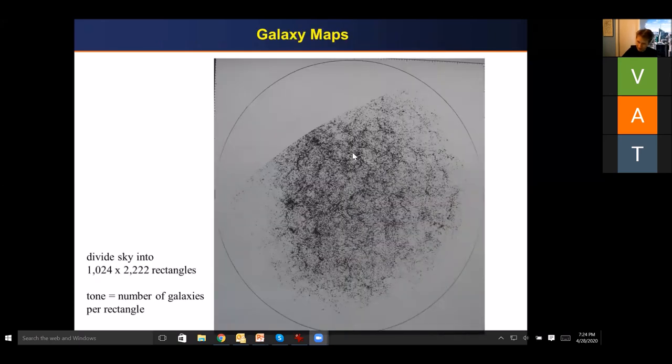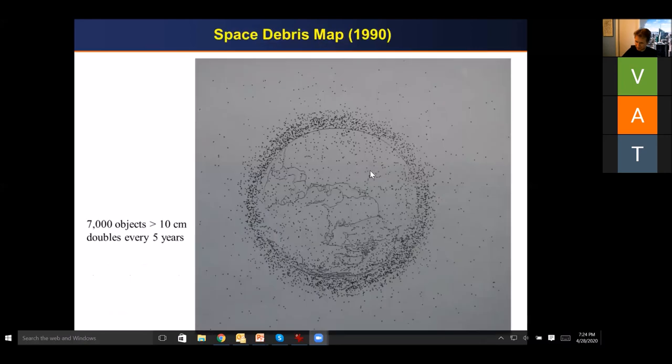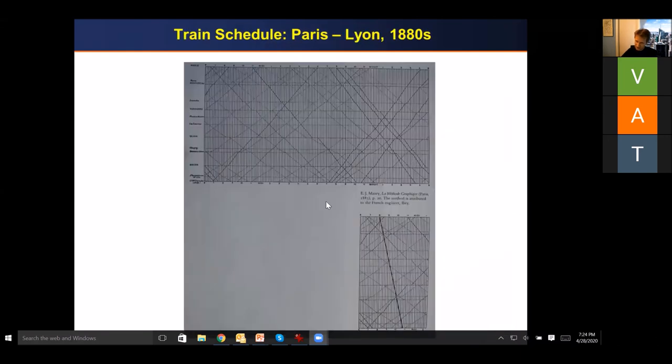Here's the galaxy map. It's also from the Tufte book. You divide the sky into so many rectangles and then plot the number of galaxies per rectangle. Or here's the satellites or the space debris map. 7,000 objects greater than 10 centimeters, so it doubles every 5 years. I don't know when this was, the 1990s. So it has doubled a few times now. It's much more.